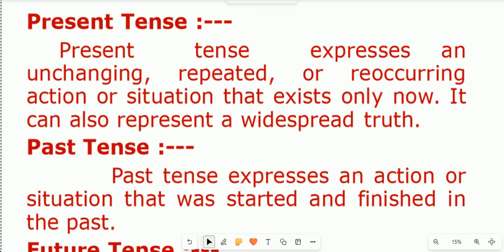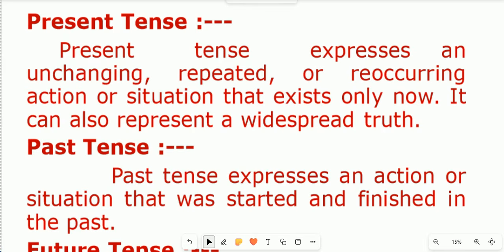For example, I prefer to eat. The word prefer there. I prefer to eat now. It means that it's something that is happening now, at the moment. It can also represent a widespread truth. What do we mean by widespread truth? In other words, a universal truth. For example, if you say the earth orbits around the sun, that is a fact that will never change. We cannot say the earth orbited around the sun. That means we are changing the universal truth to be something else.